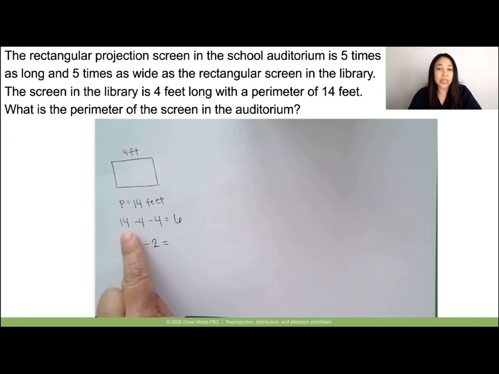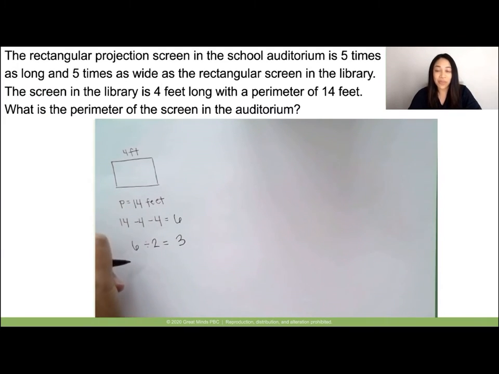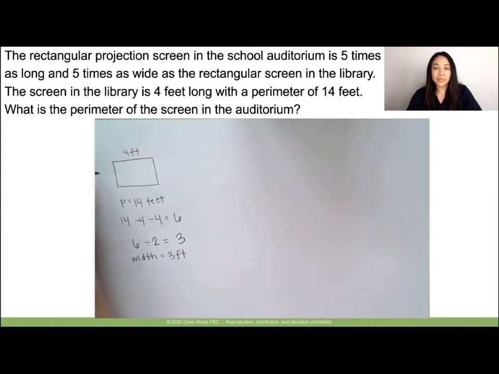Well, since we've already subtracted the length, 14 feet, 2 times, we're left with 6, which is twice the width of the rectangle. Therefore, when we divide by 2, that equals 3 feet, which equals the width of the school library screen. Let's return back to our picture. What other information can we draw?